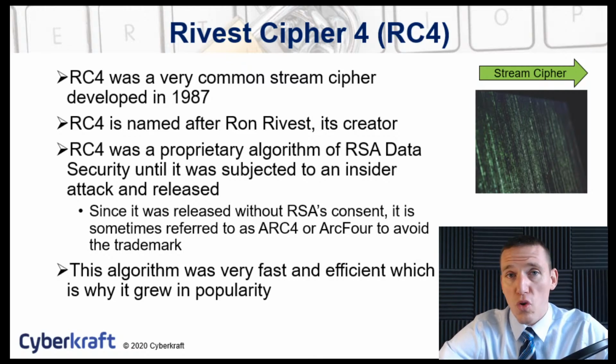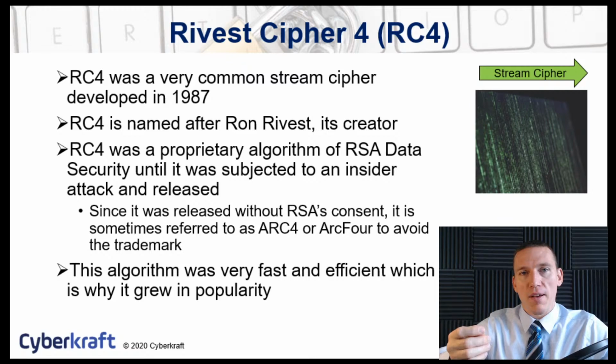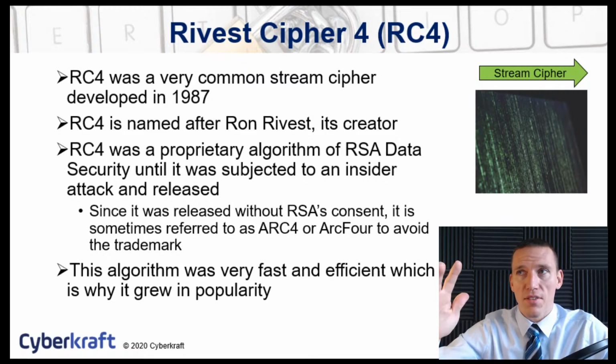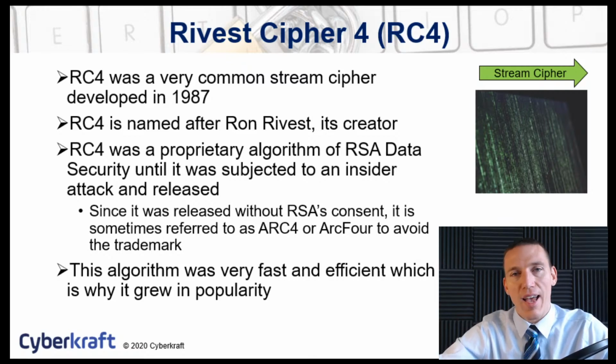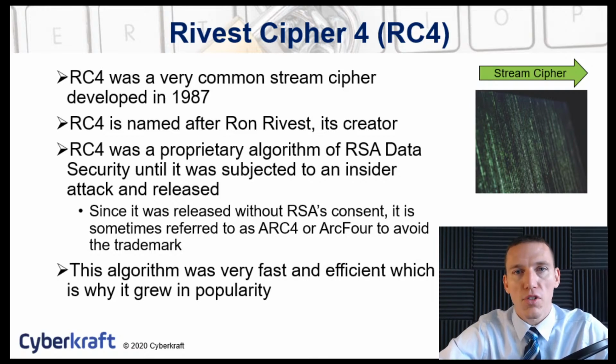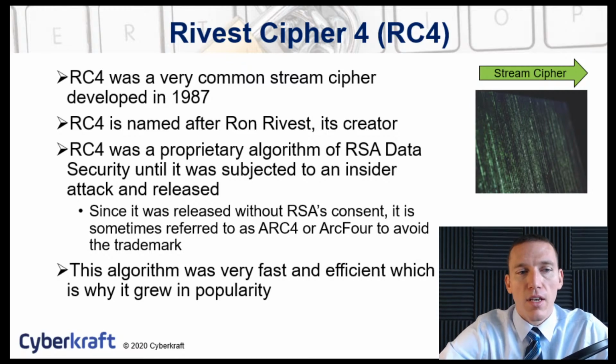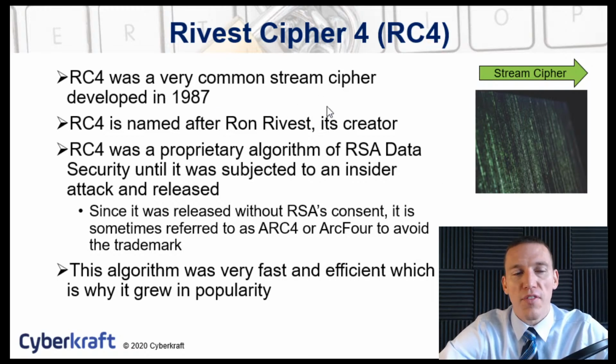Now we talk about some stream ciphers. Remember, stream ciphers are used for streaming data or any data in which the exact size is unknown, or data that is sent in transit. Mostly like streaming video, streaming music nowadays. So Rivest Cipher 4, or RC4, it's a very common stream cipher. It was developed in 1987, and it was named for Ron Rivest.